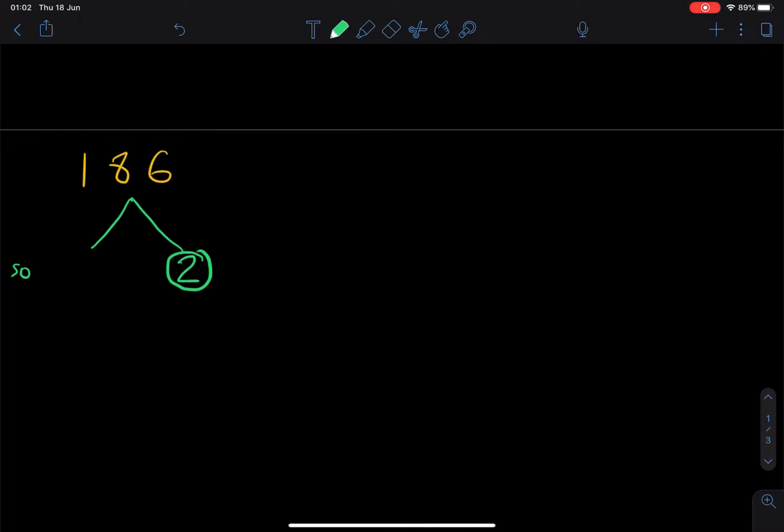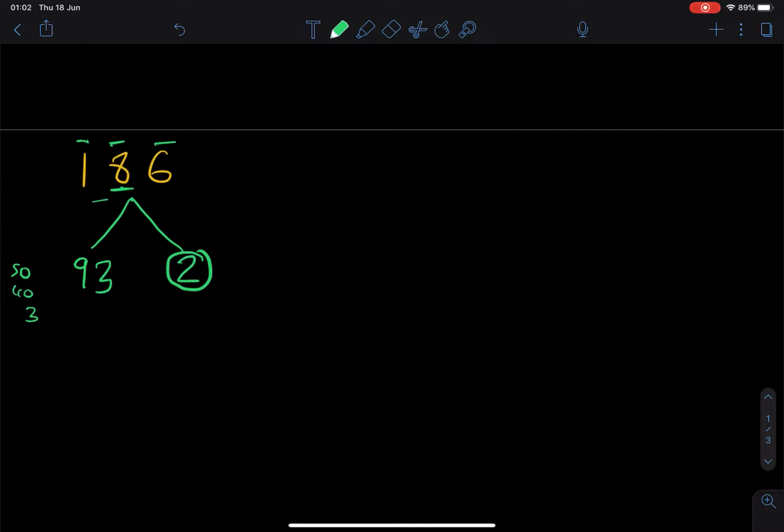What's half of 80, which is 40, and what's half of 6, which is 3. So all you're doing is just breaking down according to the place value of each of these numbers. So this is 100, this is a 10, this is a unit, and you're just halving each one to get the answer. Now you just add them up. 50 plus 40 is 90, 90 plus 3 is 93.